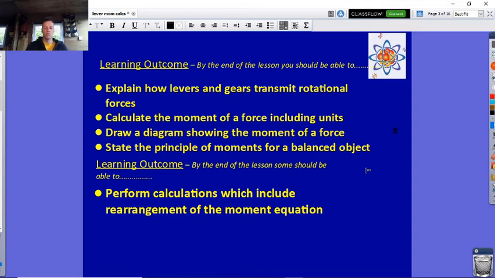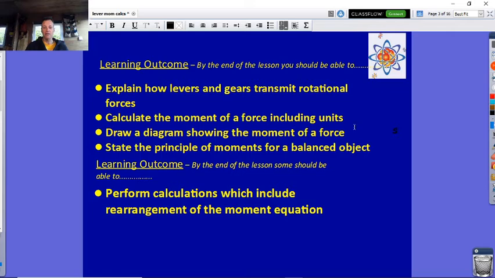Last week I gave you some work on moments, and some of you already started doing lessons, some of you a little bit behind. But what I was aiming at was looking at levers and gears. I need to explain how they transmit rotational forces. Your spec asks you to calculate the moment of force, including the units, draw a diagram showing the moment of force, and state the principle of moments for a balanced object. The higher end, grade 7 and above, is performing calculations which include rearrangement of the moment equation.